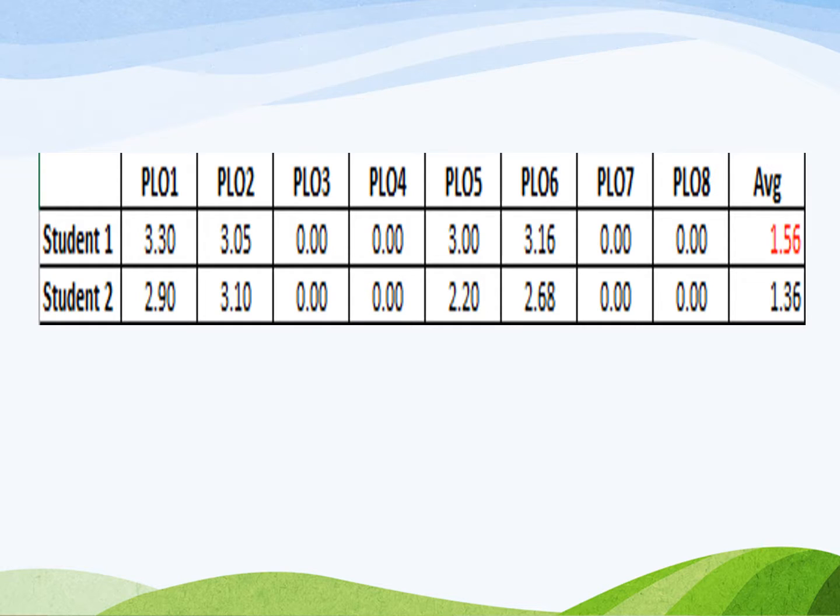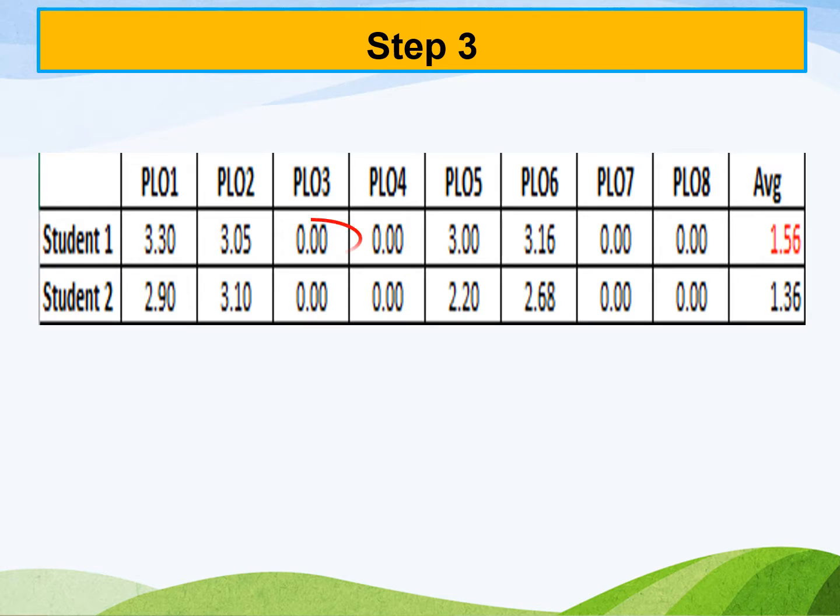After all the calculation, we proceed to step number 3. That is, we have to create a summary table like this and insert the iCGPA values into the respective PLO columns. Because the two subjects do not have any mapping with PLO number 3, PLO number 4, PLO number 7, and PLO number 8, the four respective columns remain 0.